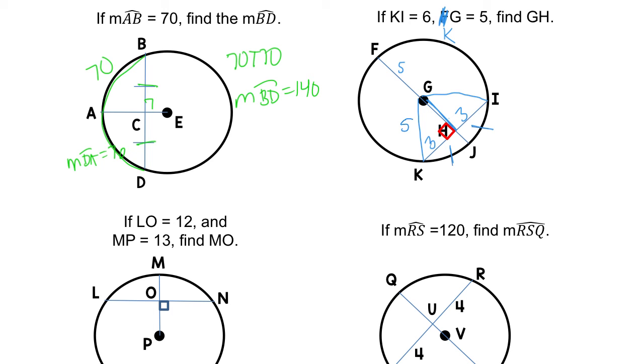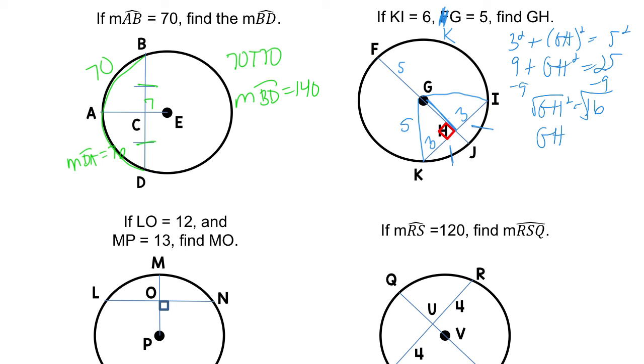We can use the Pythagorean Theorem to find the length of HG. So you've got 3 squared plus GH squared equals 5 squared. That's 9 plus GH squared is 25. Subtract 9. GH squared is 16. The square root of both of those and GH is 4.